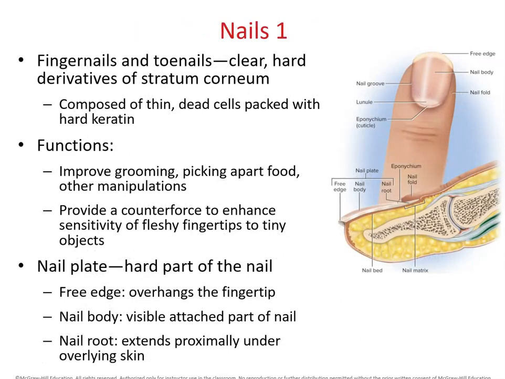So we're going to wrap up with a quick discussion of your nails. Your fingernails and toenails are derivatives of the stratum corneum. They're thin, dead cells that have a lot of cross-linking of the keratin that makes them very tough.